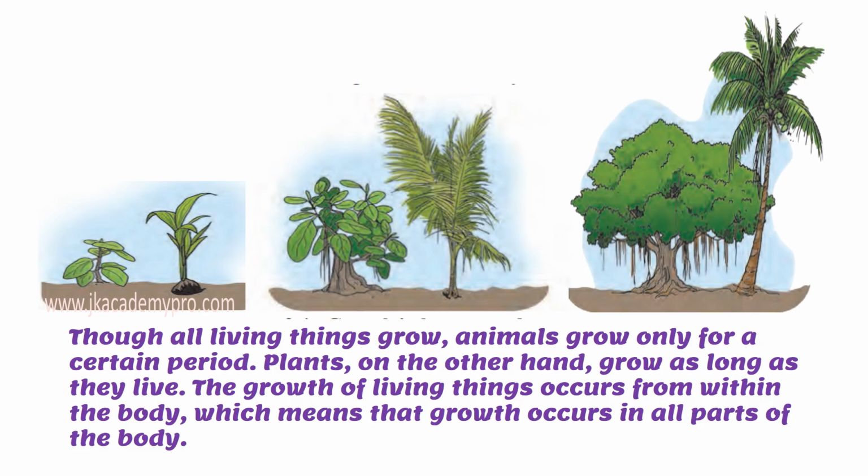Look at these set of pictures. In the first picture, you find that there are two little saplings. In the second picture, we find that these saplings have grown into young plants. In the third picture, we find that these plants have now grown into trees. The first has grown into a banyan tree, and the second has grown into a coconut tree. So we find that all living things, whether plants or animals, keep growing.